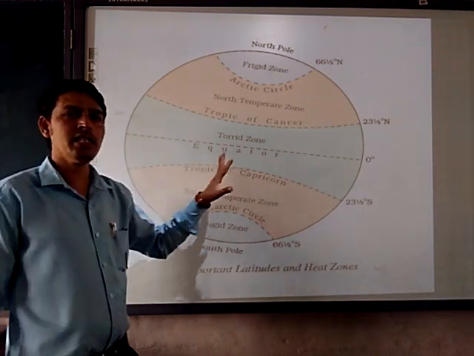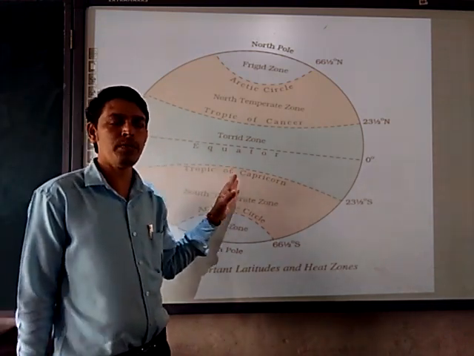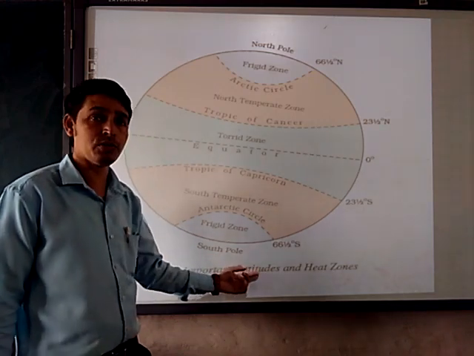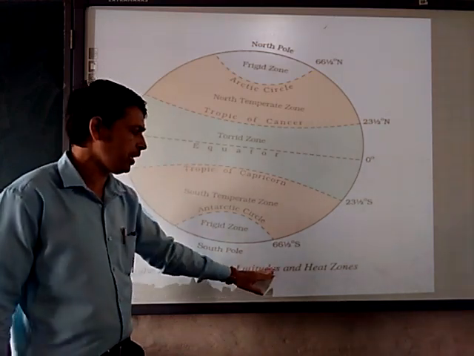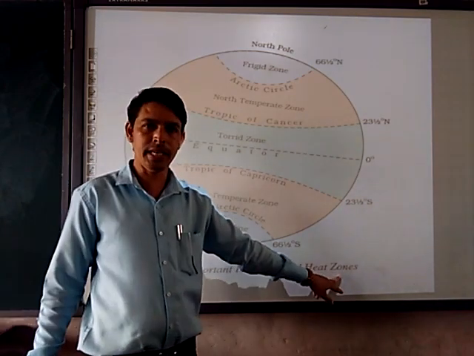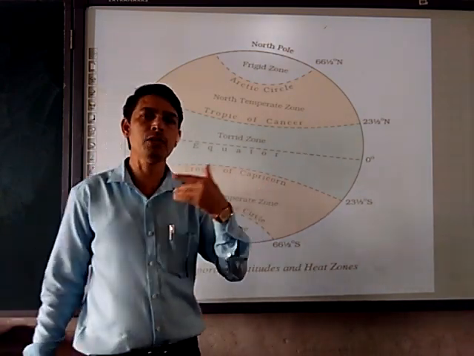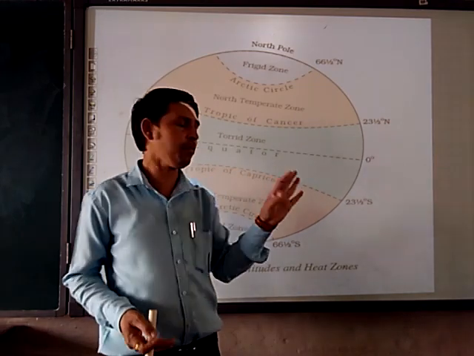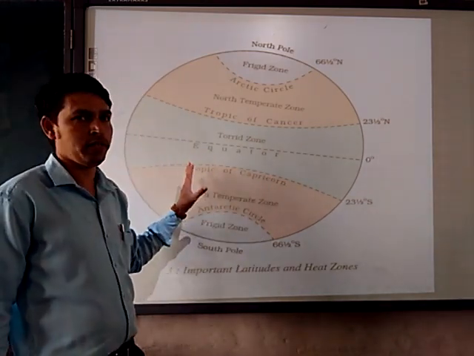So again, this is your second homework. You have to draw and label the diagram of important latitudes. Only you have to draw the important latitudes. No need to mention the heat zones, because when I discuss that topic with you, I am going to explain it. At that time only you do this one.